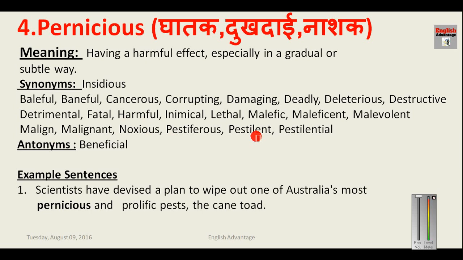Pestiferous, pestilent, and pestilential. Since these words have pest, and a pest is a very negative kind of insect, you can easily remember these words because they have pest as a root word. Pestiferous, pestilent, and pestilential. Noxious and obnoxious both mean detrimental or harmful. Detrimental also means harmful. Okay, baneful, baleful, cancerous. So these all mean harmful, and the corresponding antonym of this word will be beneficial.